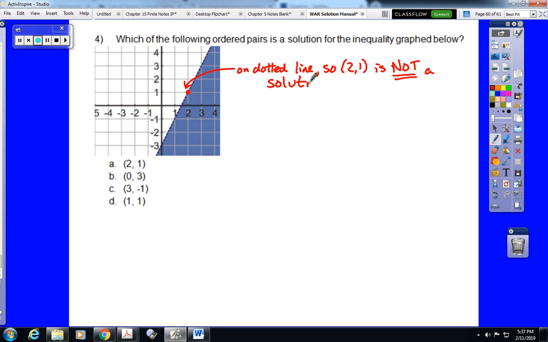If it were a solid line, it would be a solution, but a dotted line means that that is not a solution. 0, 3 is clearly not a solution. 3, negative 1 is very clearly a solution. So that is our answer, but just for giggles, 1, 1 is clearly not a solution. It is not in the shaded region. So we should answer with C, 3, negative 1.